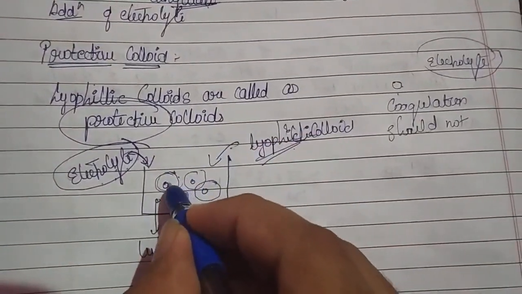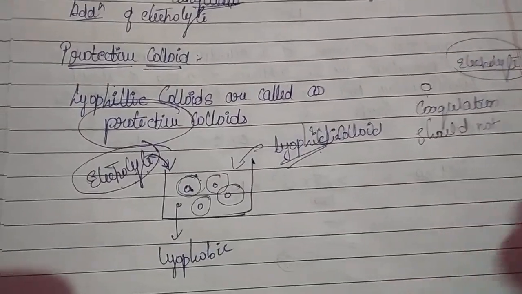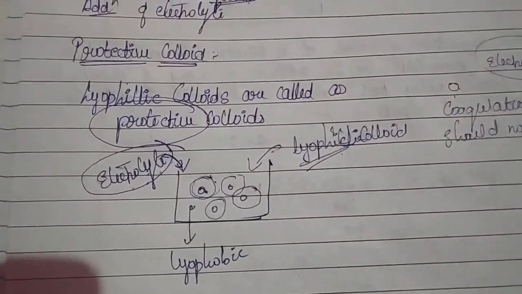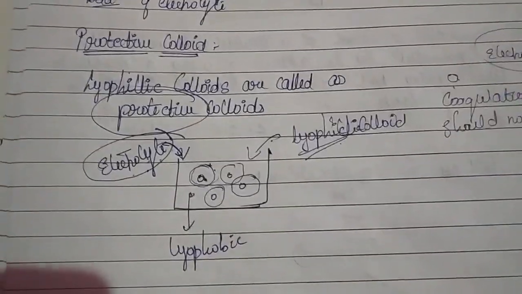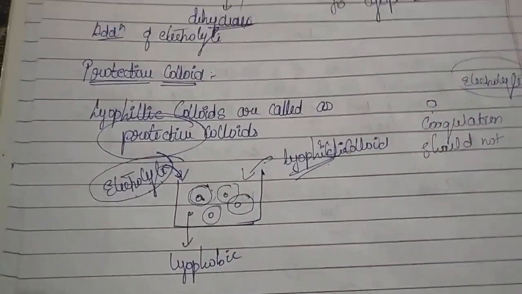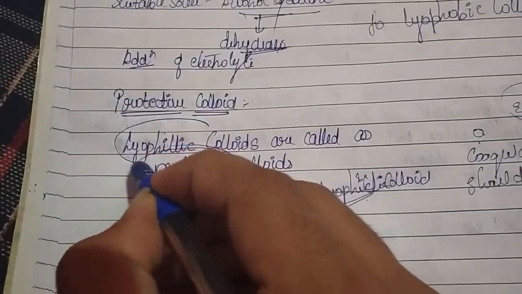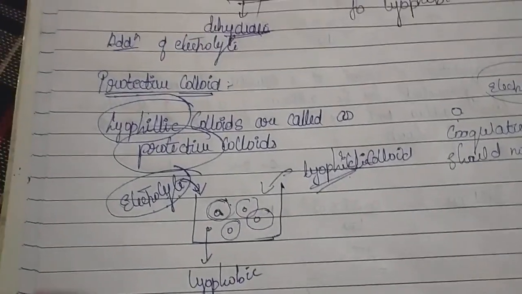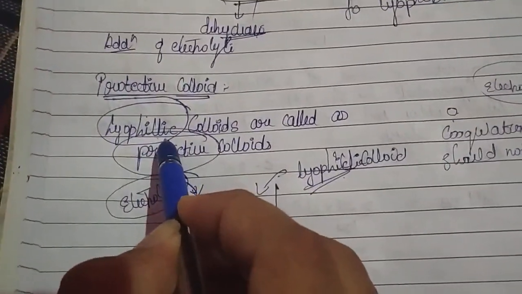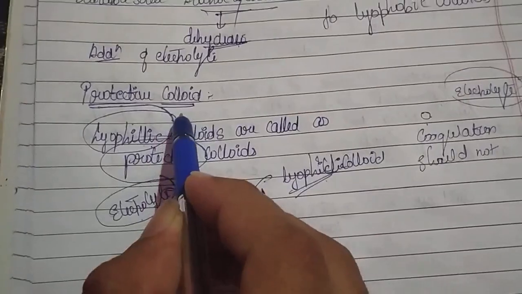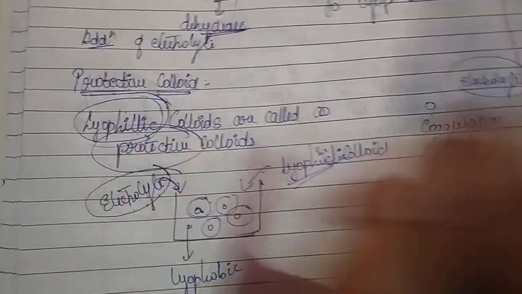So whatever the colloidal particles' dimension is, it will be the same, and they will be moving in the same kinetic motion without getting coagulated. That is the reason your lyophilic colloids are called what? Protective colloids. That is the reason we say, remember, I am mentioning again and again, lyophilic colloids are called protective colloids.